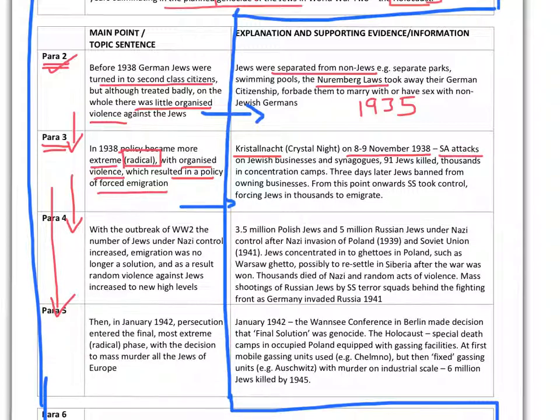The SA attacked Jewish businesses, they burned down their churches, synagogues, 91 Jews were killed, thousands in concentration camps, and 3 days later, the 12th of November, Jews were banned from owning businesses. And so from that point onwards, Jewish policy was taken over by the SS, and the official policy was emigration, to force Jews in their thousands to emigrate.